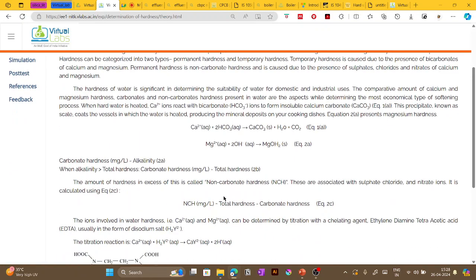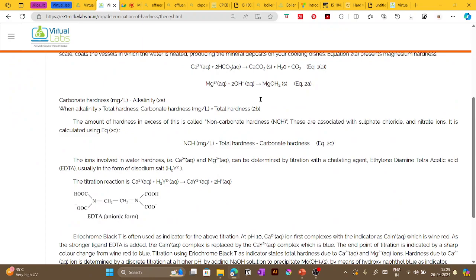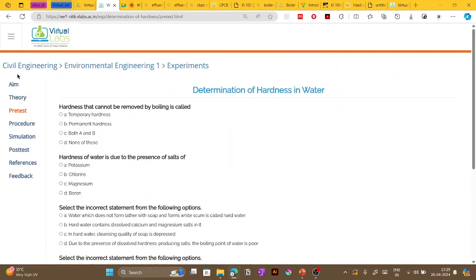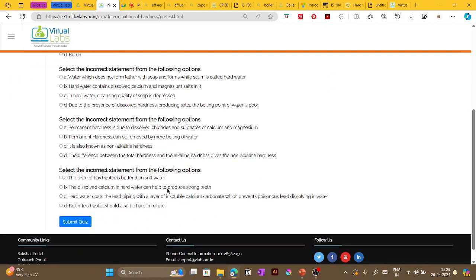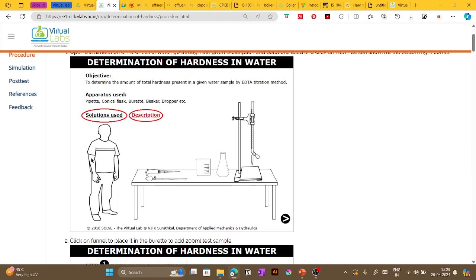The theoretical part is given, the same that I have discussed regarding the hardness, different reactions of hard water, and this EDTA titration method. And a pre-test is also given. So if you want to check your knowledge regarding the hardness part, you can do it. You can answer these questions, submit the quiz, and you will get the result. Last time, the TDS and TSS experiment we did, the way it was generated had steps like when we do a real experiment. Same way it is generated here as well.